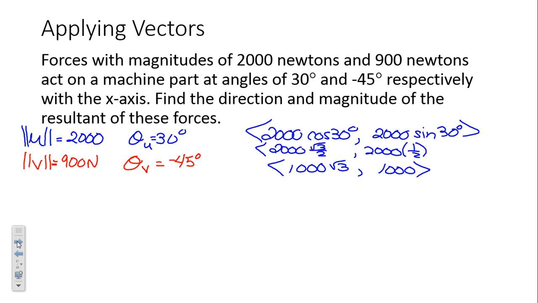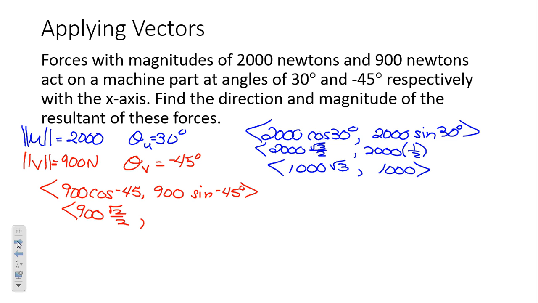Let's work with V. If we have 900 newtons for our magnitude and our direction angle is -45, 900 cosine -45, 900 sine -45. Okay, so far so good. What's the cosine of -45? -45 would be down in quadrant 4, right? So is it going to be positive or negative? Positive. So we'll have 900 times the square root of 2 over 2.